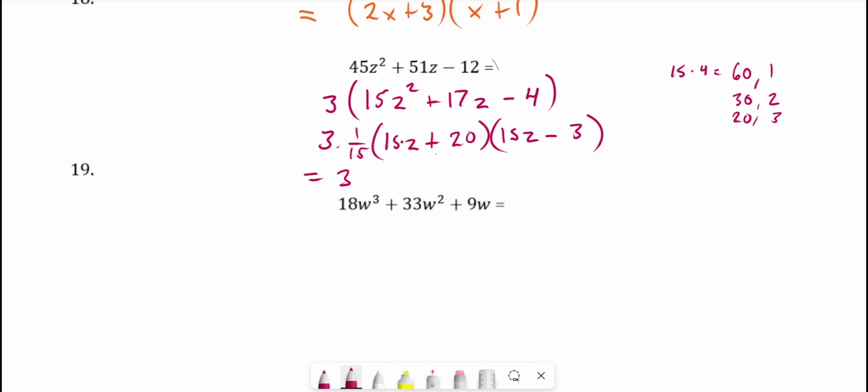If I factor out a 5 from this, I'll have 3z plus 4. And if I factor out a 3 from this, I'll have 5z minus 1. And the 5 and the 3 together canceled with the 15, and we are done. Let's do another one of this kind.